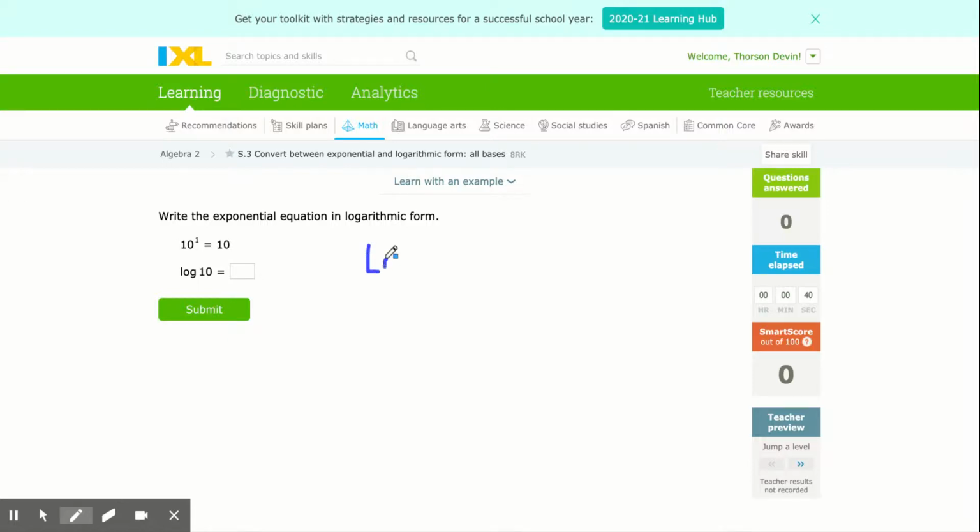Welcome. Today we're going to quickly do some conversions of logarithms. Just remember, log base b of some number that we want to equal is going to equal the exponent.